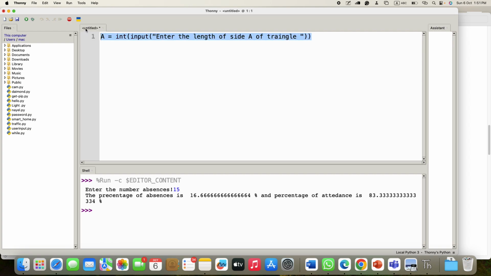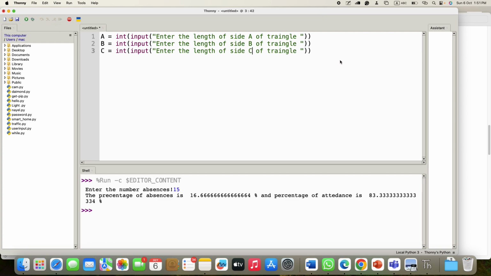And then I do what? Side B, then side C. It's easier because I can copy paste for B and C. And here I would say B, and here I would say C. Right? Once I have that, then what is the formula? If the sum of A plus B is greater than C, right?